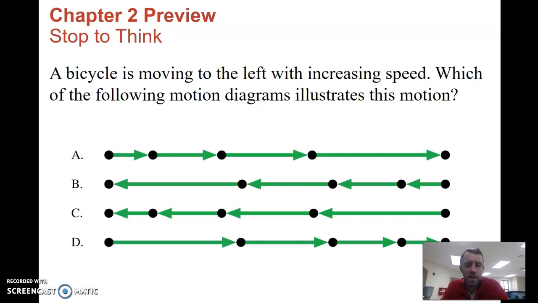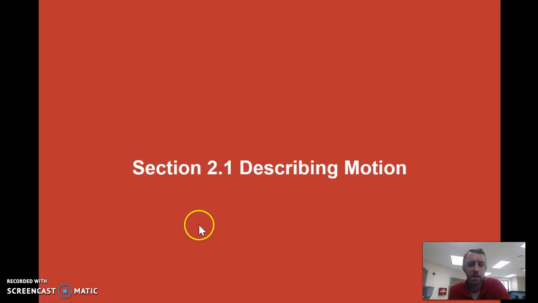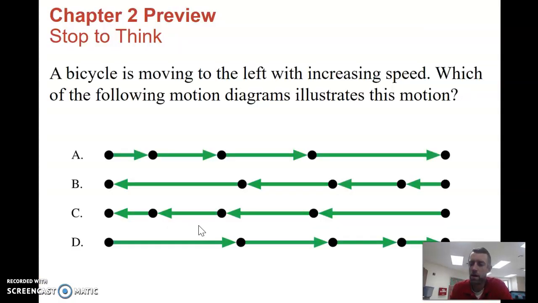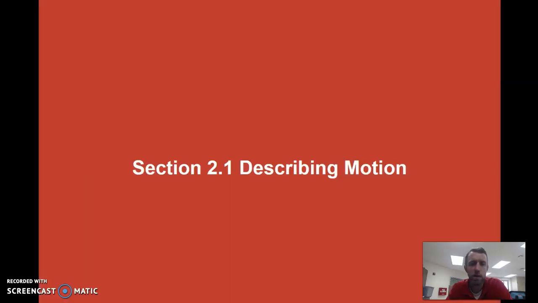So since that's the case, we have the arrows need to be pointing to the left, and if a longer arrow means a faster speed, they should be getting longer. So if that's the case, where are we going? Oh, if that's the case, then we're looking at B. So B right there. That's moving to the left with increasing speed.